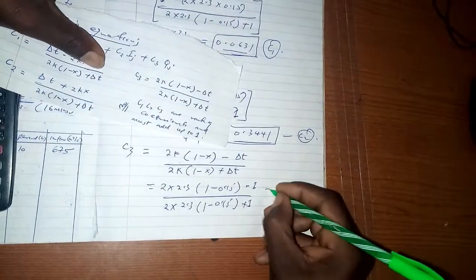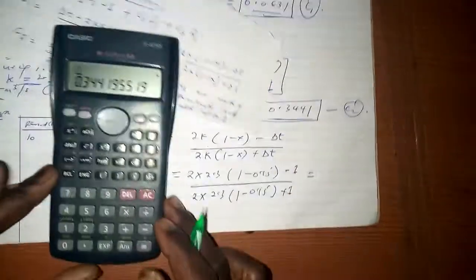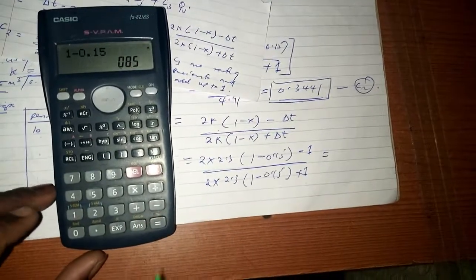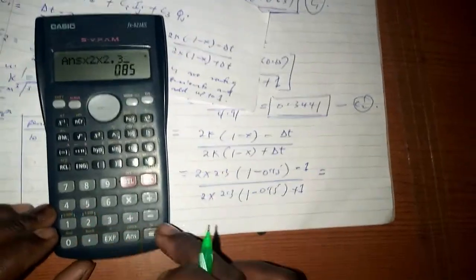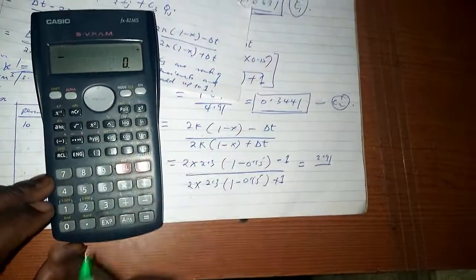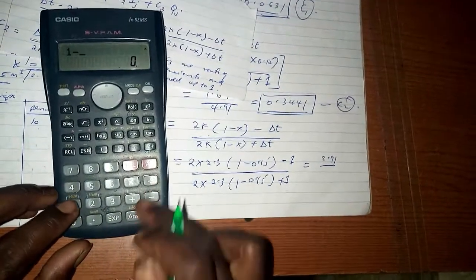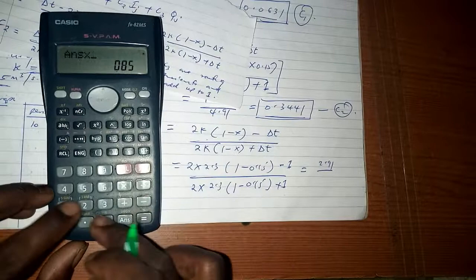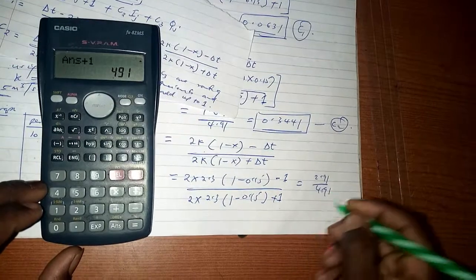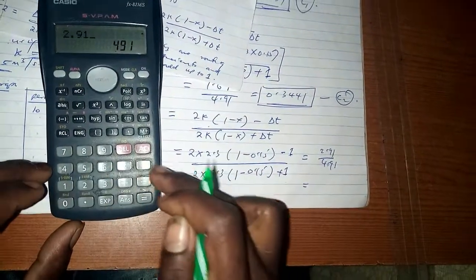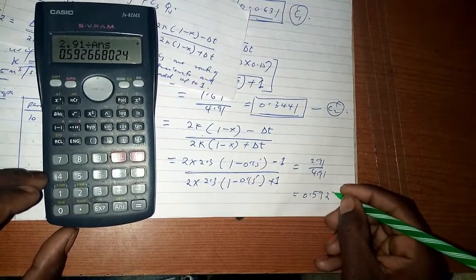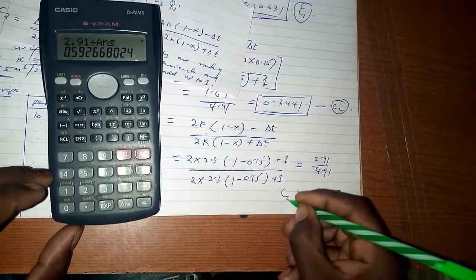We'll start with the numerator: 1 minus 0.15 in the bracket, then you multiply by 2 by 2.3, then you subtract 1 from the answer. So we have 2.91 in the numerator. Now the denominator: 1 minus 0.15 in the bracket, then you multiply by 2.3 by 2, and then you add 1. So we have 4.91 in the denominator. If you divide 2.91 by 4.91, we'll get 0.5927. And this is coefficient 3.